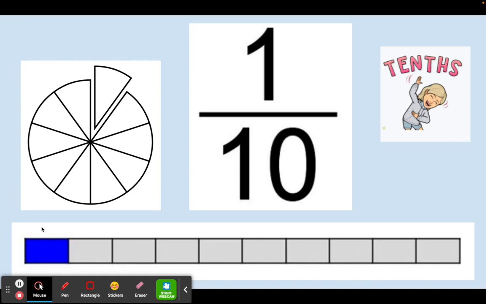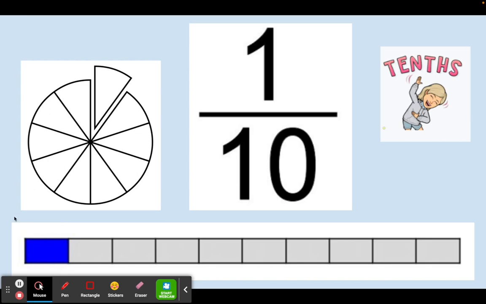Here's our rectangle. Here is 1, 2, 3, 4, 5, 6, 7, 8, 9, 10 parts to our rectangle. They're all exactly the same, and 1/10 is coloured in blue.